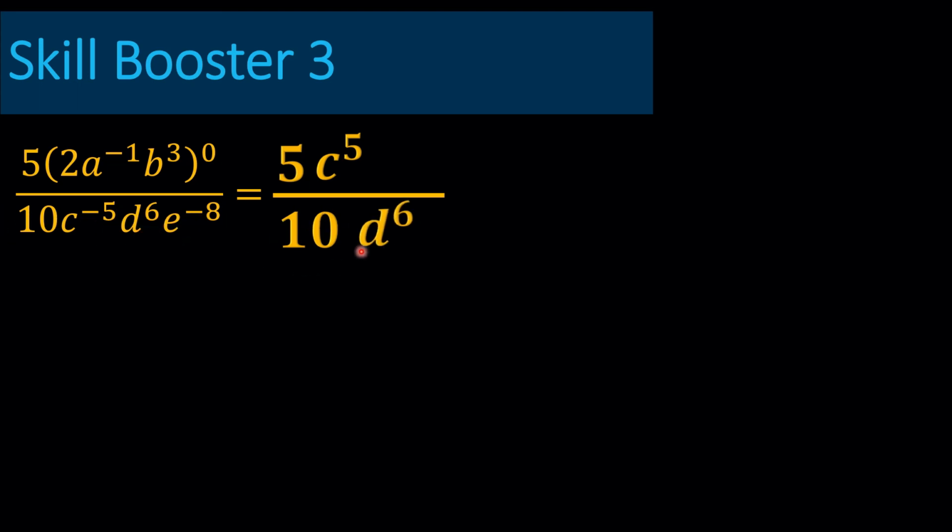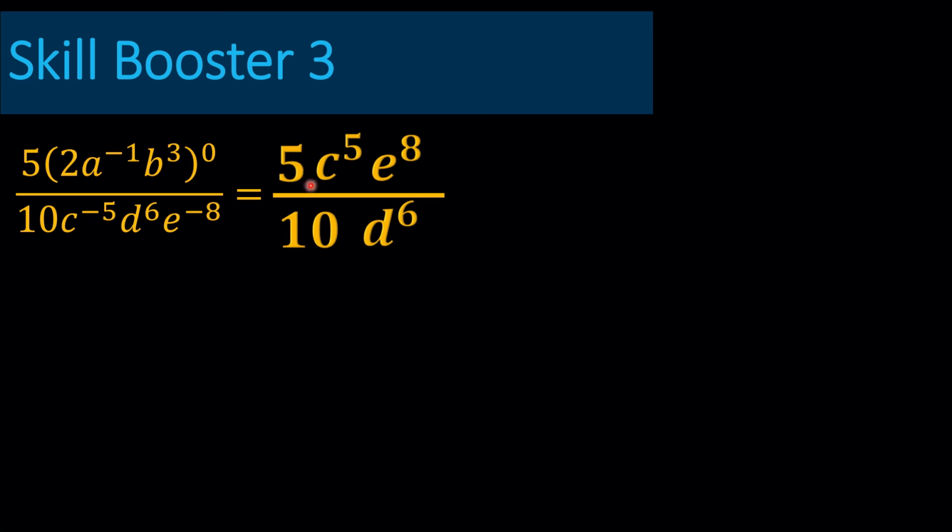And then moving on, e to the power of negative 8. It's a negative exponent, so to make it positive, just move it to the numerator. So you have e to the power of 8. But it's not yet done because you look at 5 and 10. When we say simplified, the numerical coefficients should also be in their lowest terms.